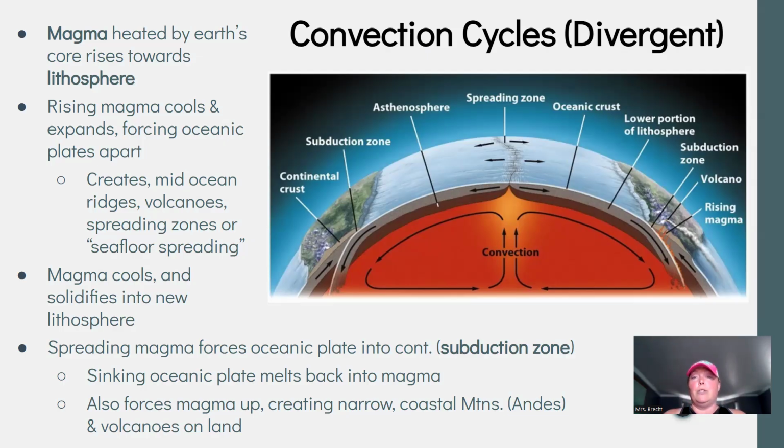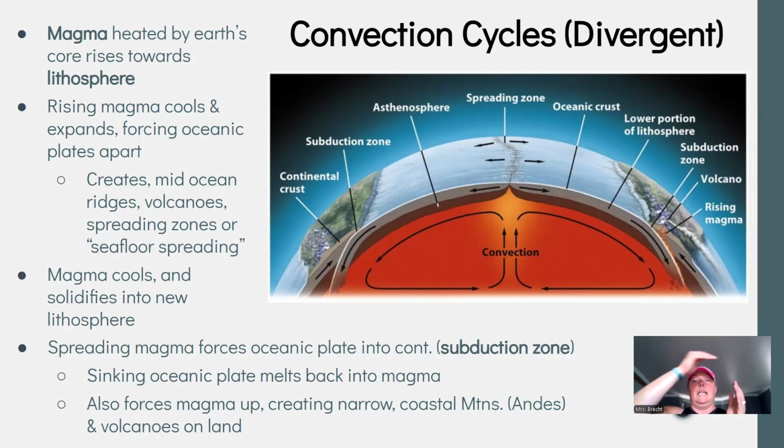So in one area, as you can see on the diagram here, it's pushing the plates apart. And then once it gets to the continental crust, you're going to see that oceanic crust sinking back below the continental crust. As that magma that reaches the earth solidifies and cools, it's going to create new lithosphere. That's what causes that seafloor spreading. And that spreading magma is also going to force that oceanic plate to subduct under the continental plate. That sinking oceanic plate is going to turn back into magma.